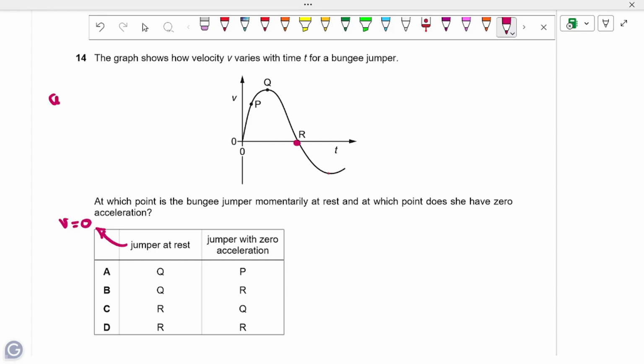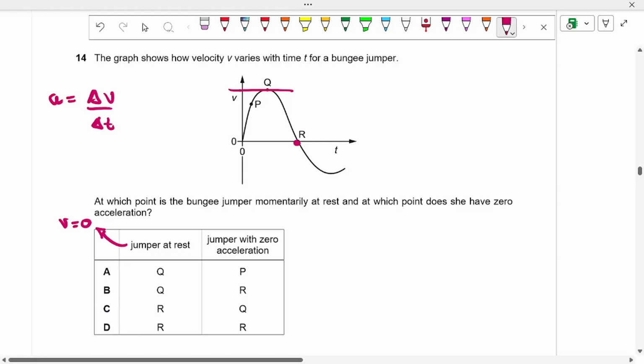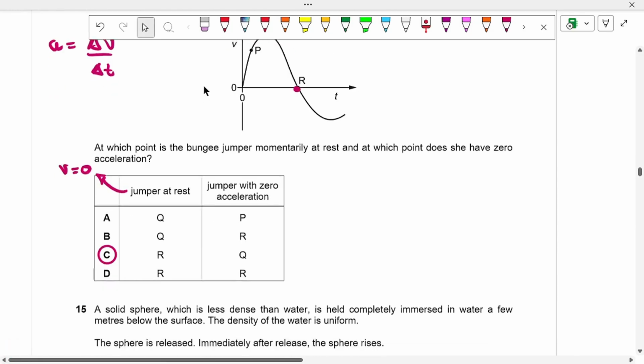Then we have 0 acceleration. Remember, acceleration is basically the gradient of a velocity-time graph. So where is the gradient 0? At P, is the gradient 0? No. At Q, is the gradient 0? Yes, because it's a straight line like this. So it's only at Q that I have 0 acceleration, because that's where the gradient is 0. So the correct answer will be C. We're looking for a point where the gradient is 0, then a point where the velocity itself is 0.